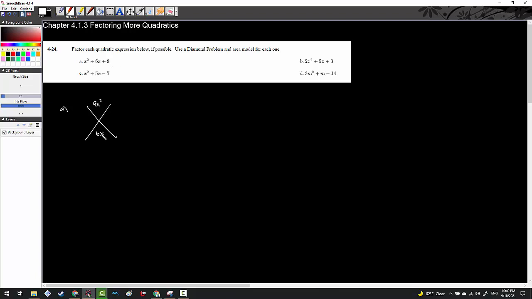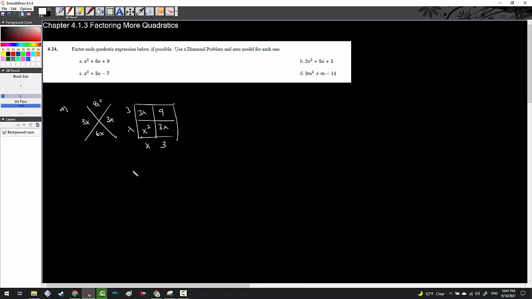And now I have to look for two numbers that add up to 6x and multiply to 9x squared at the same time. Hopefully that's obvious. I'm going to throw in a 3x and a 3x. And what that does is it gives me now my area model dimensions. My x squared from the original will go in the bottom left. My 9 from the original will go in the top right. 3x and 3x will throw down. I've got x plus 3 and x plus 3.